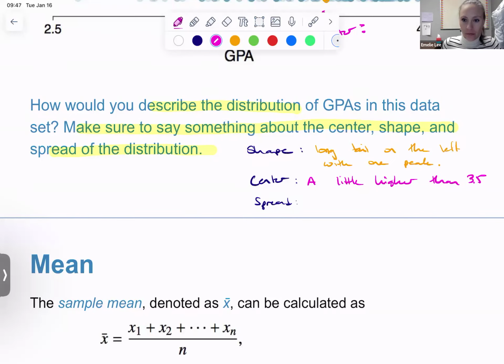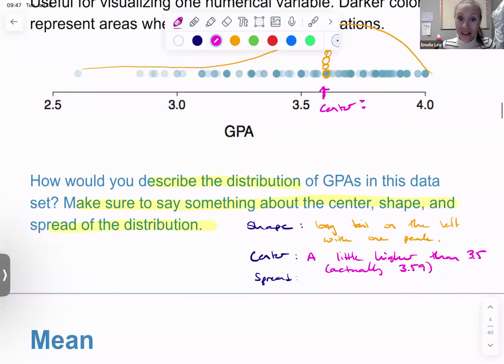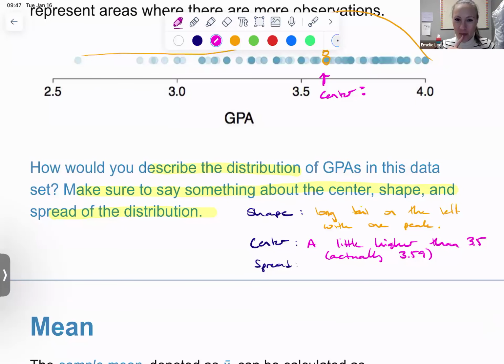And so here I'll say actually 3.59. I just happen to know that that's what it is. And I think it's from this, oh, it's not. I thought it was from the following page, but I guess it's not.